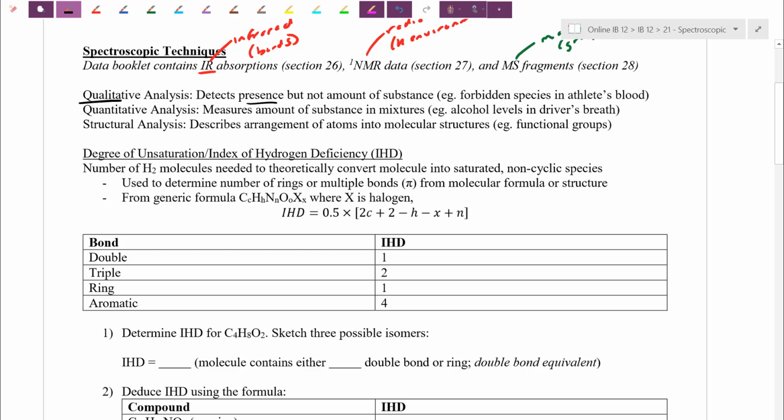Next one is quantitative analysis. For quantitative, we're talking about quantity, or numbers. So this one is not just is it present, but I want to know in what amount it's present. So for example, if a cop pulls a driver over and wants to say, well, have they been drinking? There's a legal limit. Well, it's not just whether they have alcohol in the system, but also, is it beyond the limit that they set?